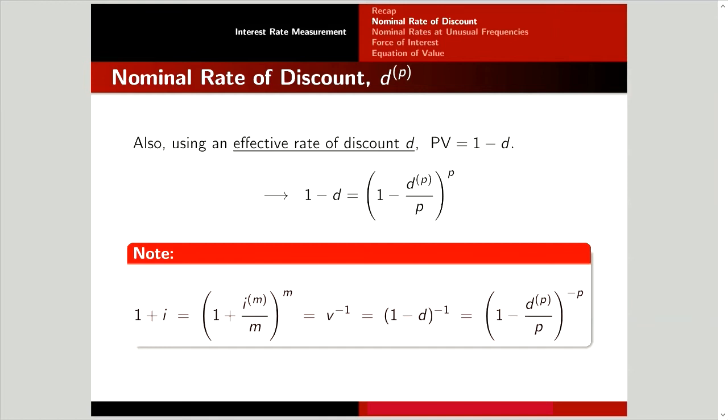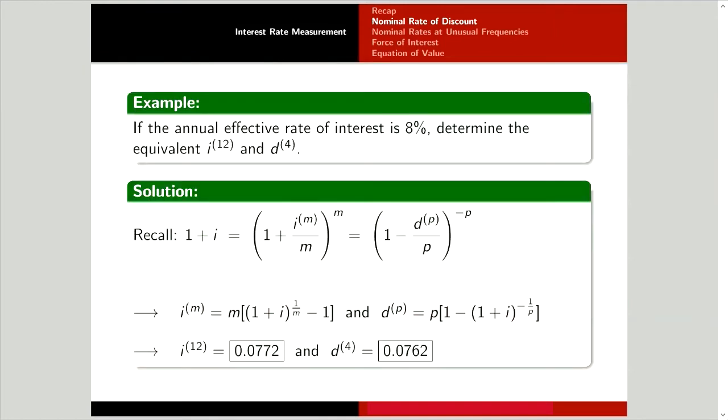Okay? Let's have some examples. Basic example. Let's have i equals 8%. Now, we are going to determine the equivalent i upper 12, that's the nominal rate of interest, convertible every month. Or convertible monthly. Okay? And then find d upper 4. That's the nominal rate of discount convertible quarterly or 4 times a year.